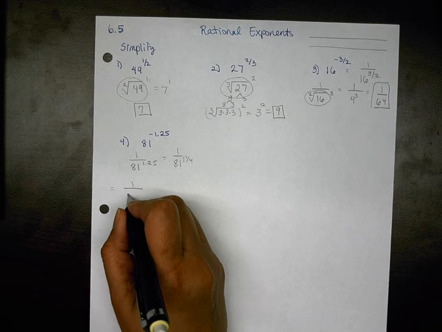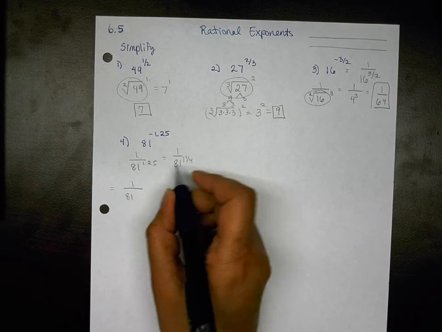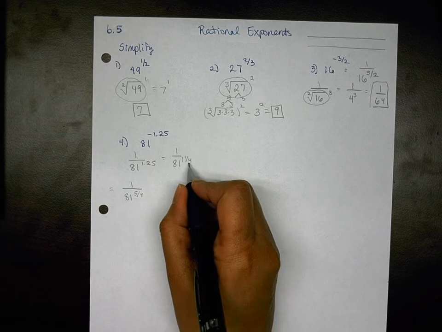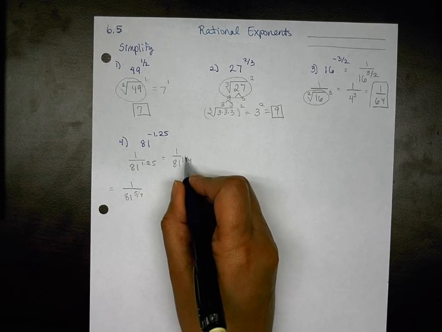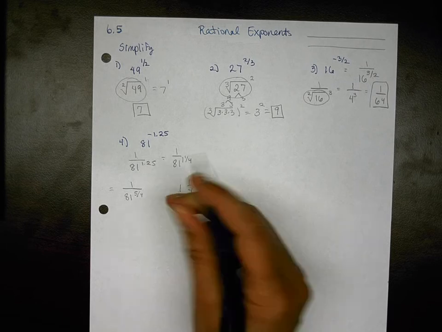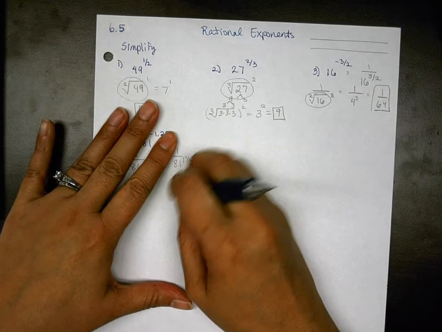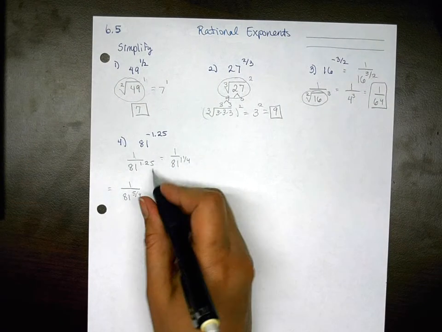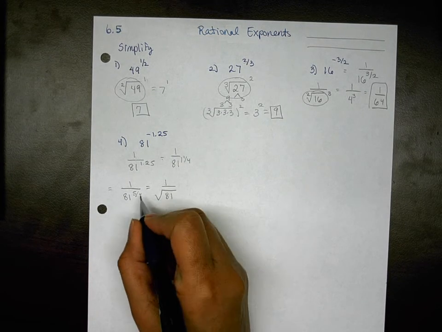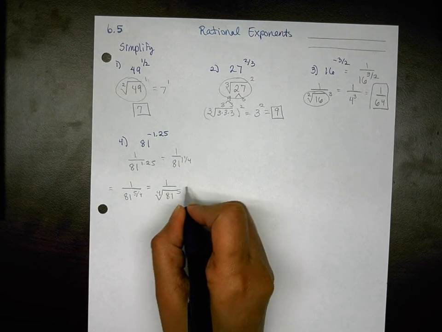Okay, 81 is going to stay. 1 and 1/4 is 5/4. Remember, you do 4 times 1 plus 1. That was something you learned in elementary school. 1 and 1/4. 4 times 1 plus 1 is 5/4. And then now we're going to do what we do. 1 over radical 81. 4 is the index, 5 is the power.